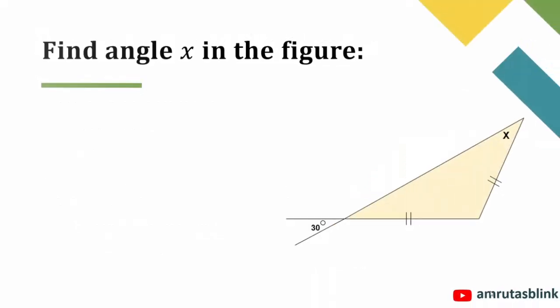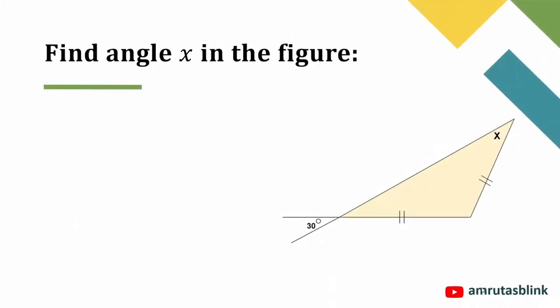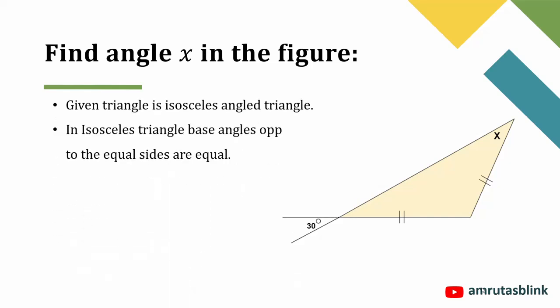Find angle x in the figure. Now given triangle is isosceles triangle. In isosceles triangle, base angles opposite to equal sides are equal. Hence this angle is x degree. Now this 30 degree and x are vertically opposite angles. So x is equal to 30 degree.